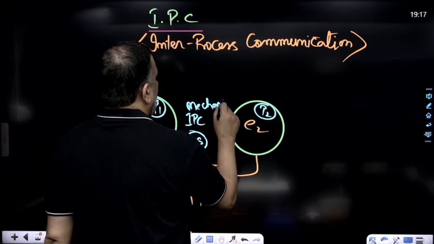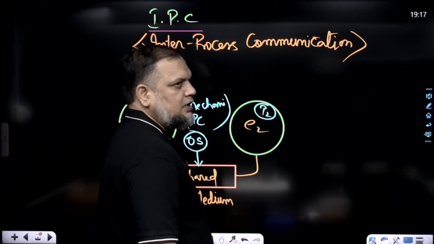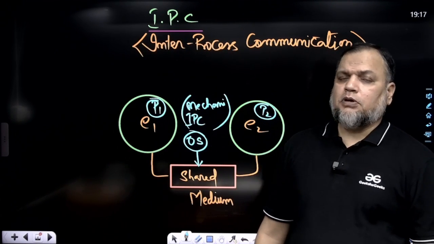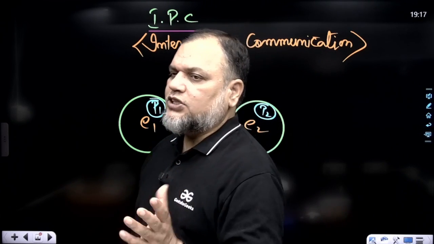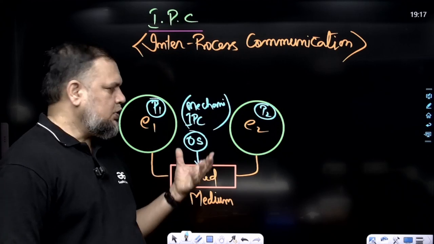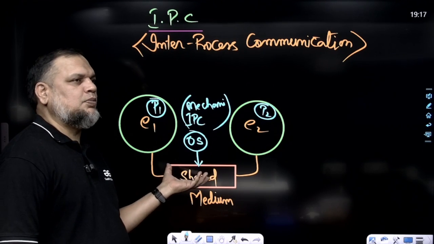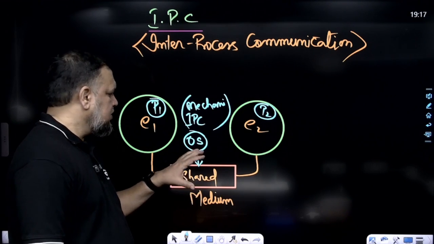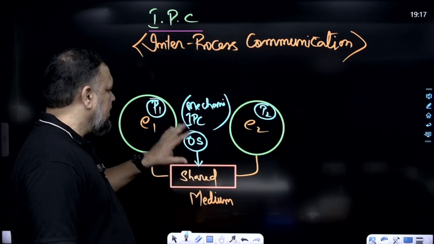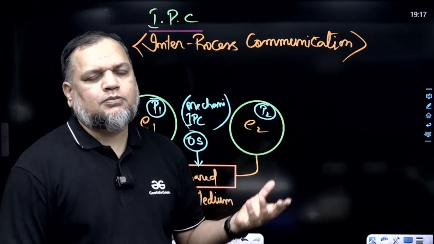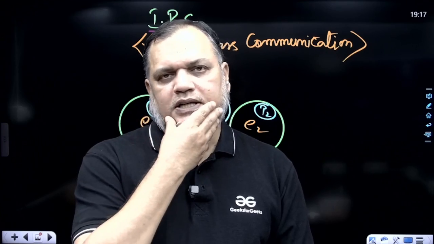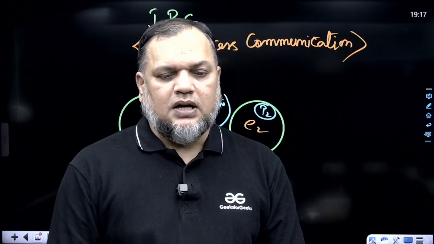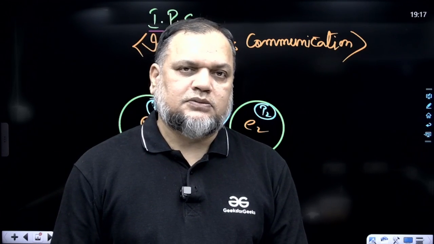The mechanism, the medium that allows the processes to communicate, is called an IPC mechanism. The important characteristic of this mechanism is that it will be shareable and accessible to both processes, with control provided by the operating system. To create and manage this medium, we have to use system calls.